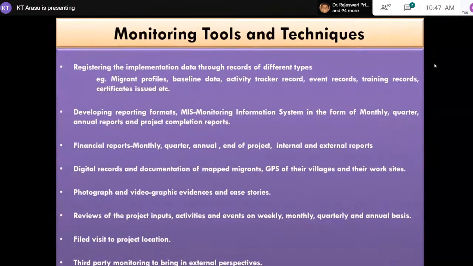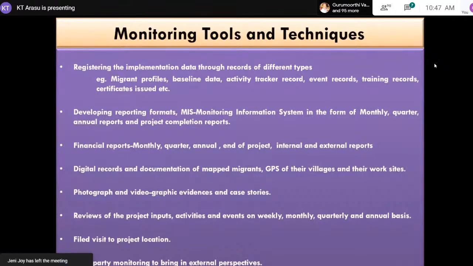Next is the activity tracker. As I told you, digitally there are now a lot of computer-aided software tools available for tracking. We even have some donors who monitor these activities. Then event records, and many others. That is one thing. Then the reporting format. This is another thing.